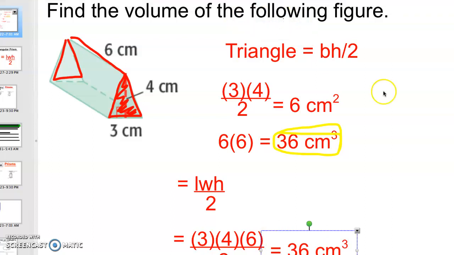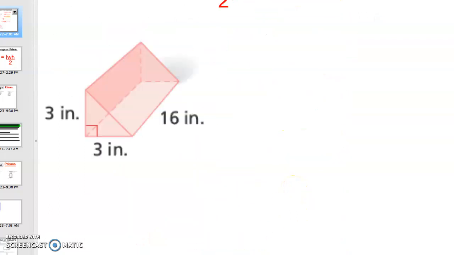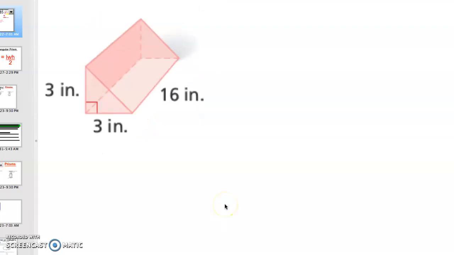So I just solved it 2 different ways. The first way, I found the area of the base, 3 times 4 divided by 2, and then times 6, the height. Here, I multiplied all 3 of my numbers first, so 3 times 4 times 6, and then I divided by 2, and I got 36. This is the fastest way of doing it, length times width times height divided by 2, but this conceptually makes better sense. So we're going to do it with another problem, and again, I'm going to do it both ways, so you can see both ways.